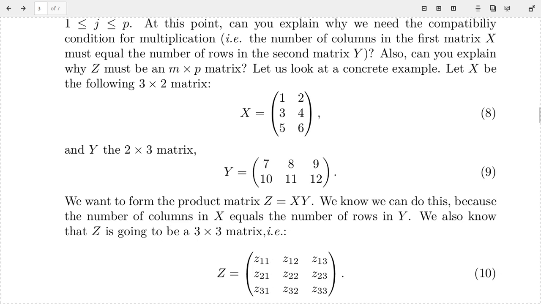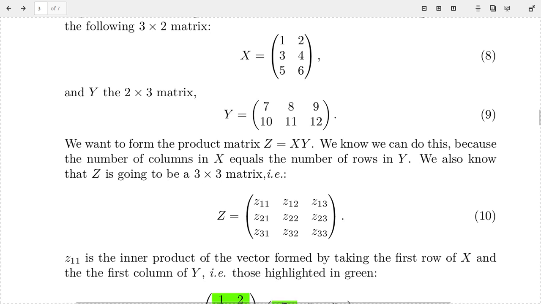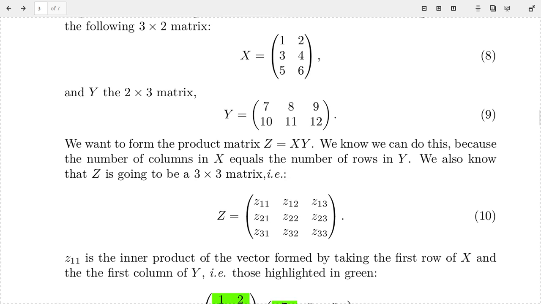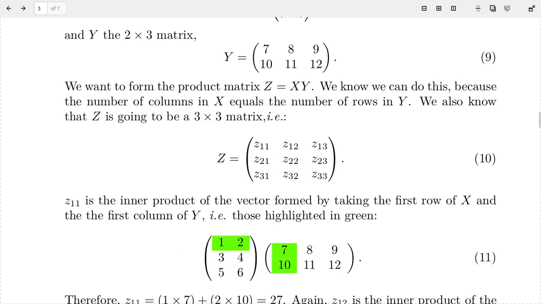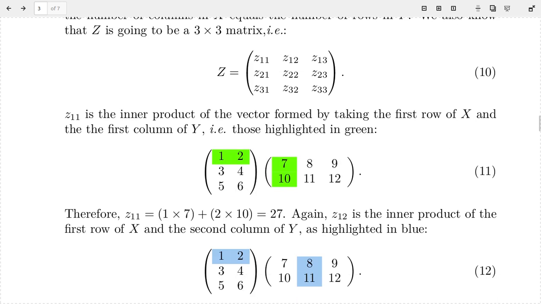Okay, let's do a numerical example to make things clearer. Let X be the matrix in equation 8 and Y be the matrix in equation 9. Let's form the product XY and call it Z. We know that X is a 3 by 2 matrix, and Y is a 2 by 3 matrix. So you can perform the multiplication XY, and you know that the resultant matrix is going to be a 3 by 3 matrix. Let's call it Z as in equation 10.